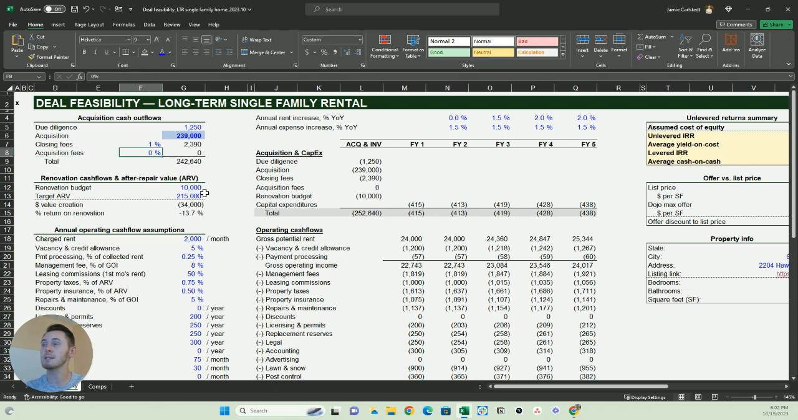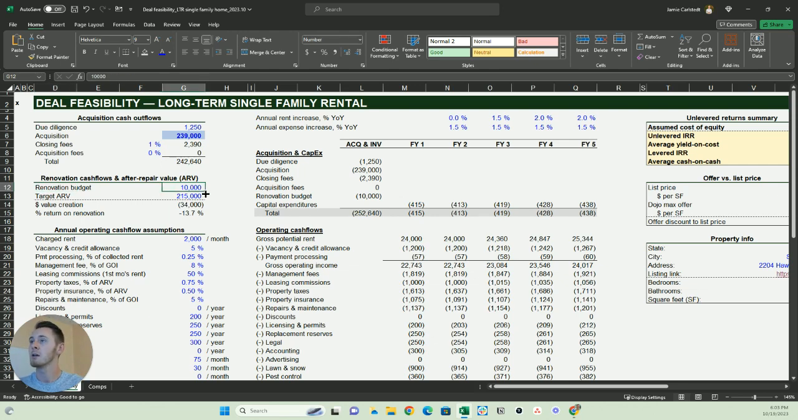I'm going to leave it at 1%. And then acquisition fees, if you are putting deals together for other investors. Now, a single family home, that might not be the case, but I have it in there just in case. So I'm going to leave that at 0 because it's a small deal, it's a single family home, and let's assume that this is just one investor.